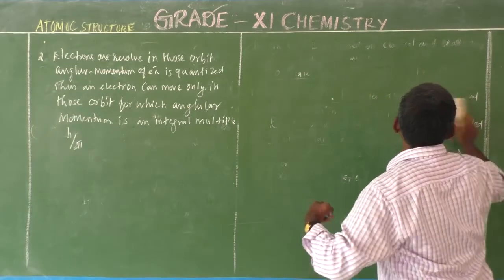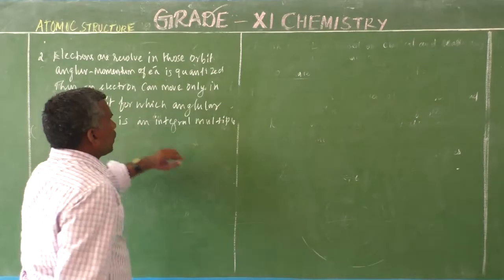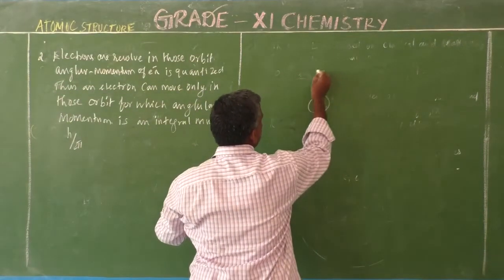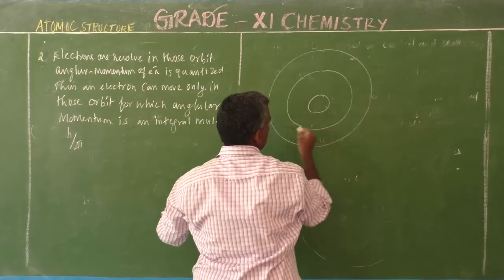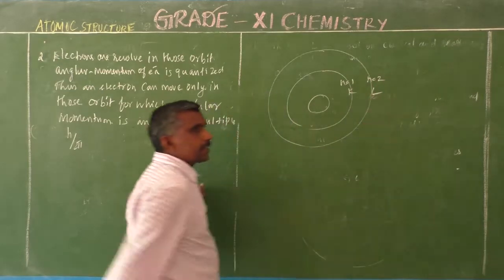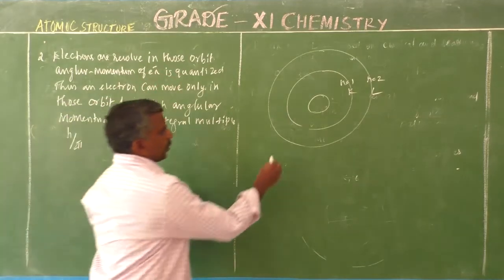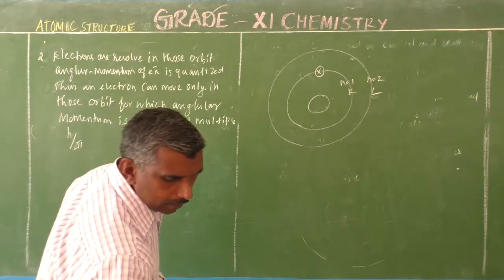What is the postulate? Electrons revolve in those orbits. This is the hydrogen nucleus. This is the first shell, then think about the second shell. n equals 1, n equals 2, that is the K shell, L shell. Electrons revolve in those orbits. Suppose the electron is revolving in the first orbit, the first shell.